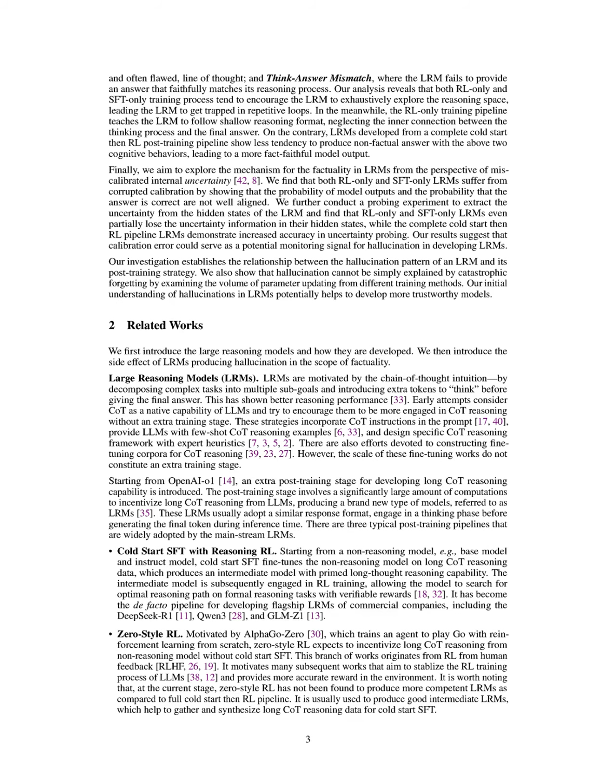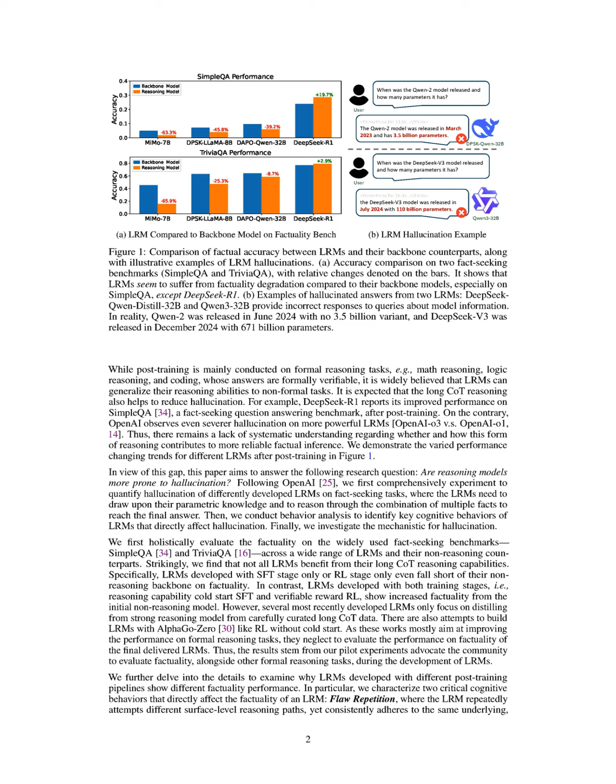2. Reinforcement learning, RL. Following SFT, the model enters the RL stage, where it is trained using a reinforcement learning framework that incorporates verifiable rewards. This stage incentivizes the model to explore optimal reasoning paths on formal reasoning tasks, enhancing its ability to generate accurate and factually grounded responses. The combination of these two stages allows LRMs to leverage the structured reasoning learned during SFT while optimizing their performance through RL, ultimately leading to improved factuality and reduced hallucination in their outputs.